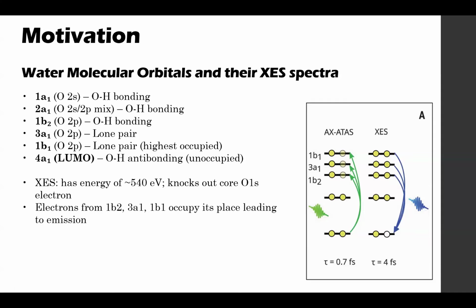So basically what happens is the pump comes in and it ionizes the electrons from the valence orbitals of our water, and when the probe comes in, it is through the absorption of the probe pulse that the electron from the core oxygen goes and occupies this, leading to the absorption spectra.